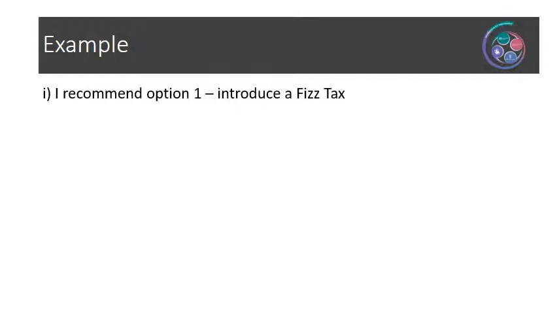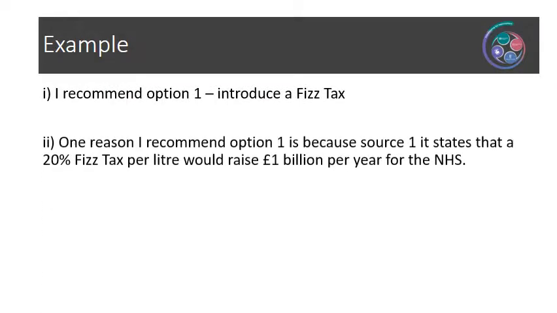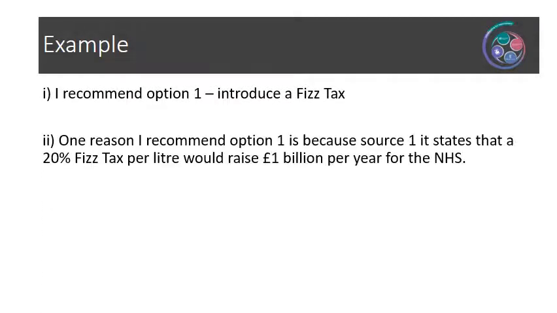So we have stated that we have chosen option 1. We have then used a similar structure to our first question. One reason I would recommend option 1 is because source 1 states that a 20% fizz tax per litre would raise £1 billion per year for the NHS.